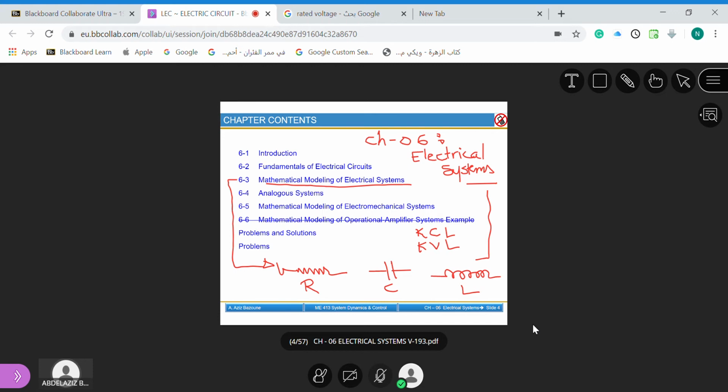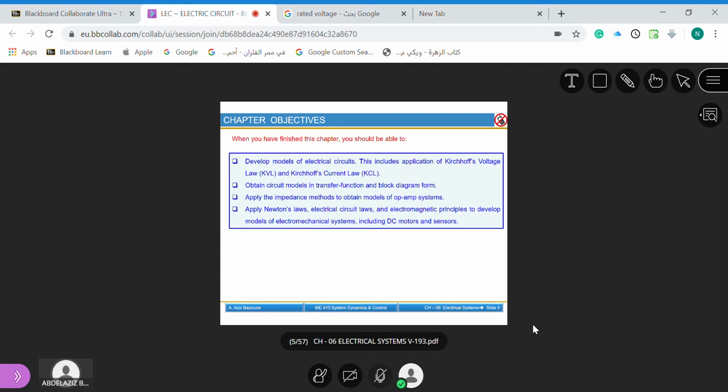And we said also in the mechanical system, we can use the energy method when there is no energy lost, when there is no damping, or when there is no friction. We can use the conservation of energy, and we solved some problems for conservation of energy. So today we will start by looking at the electrical systems.